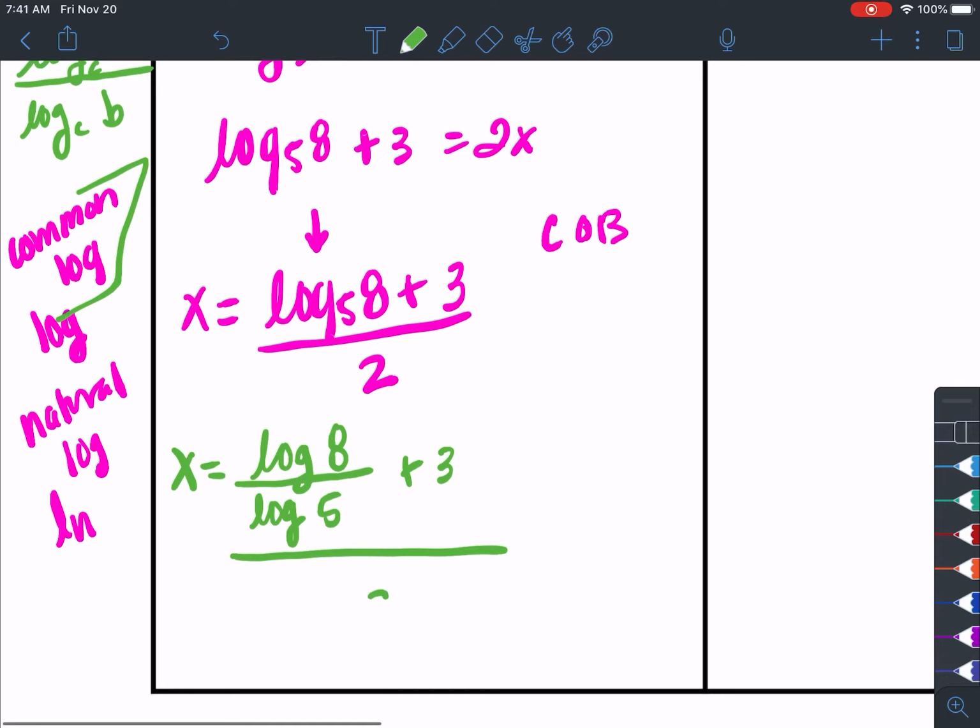And I can go ahead and put the rest of the stuff on here. Now, I am going to pull out my handy-dandy calculator and type this in just to see what number we get, to really show that as we go through these different examples, we're going to get the same thing. So the log of 8 divided by the log of 5, plus 3, divided by 2 gives me x equals 2.146.